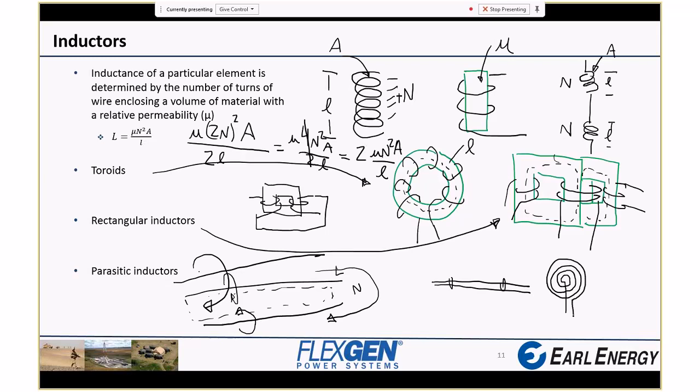You'll actually see these in wireless charging because the geometry is very nice to put on a table. What's interesting about this one is that the area enclosed by each turn is different as it spirals out. So this equation really doesn't apply when you're talking about spiral inductors.